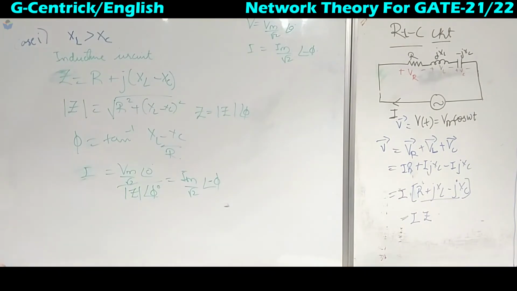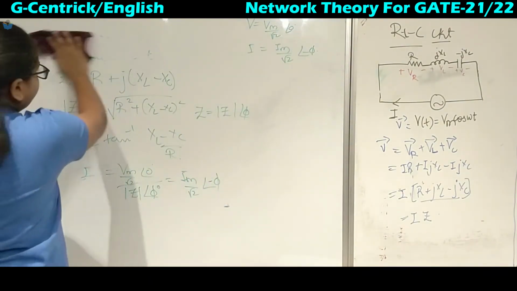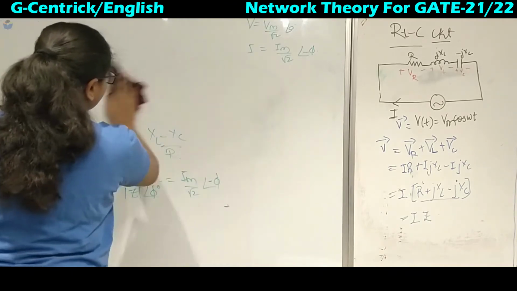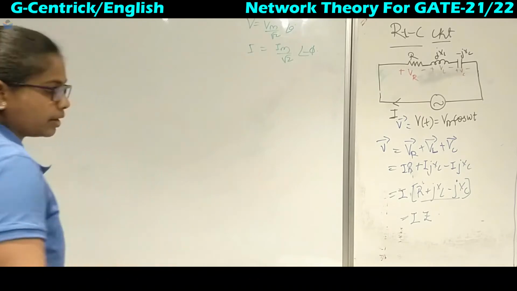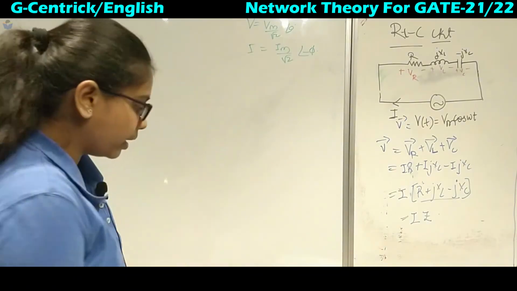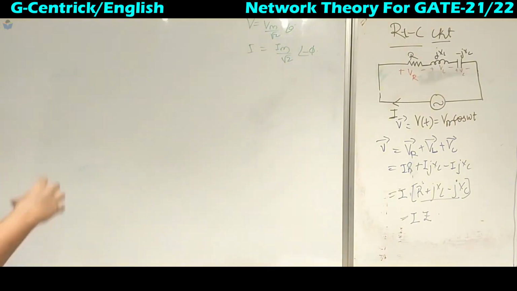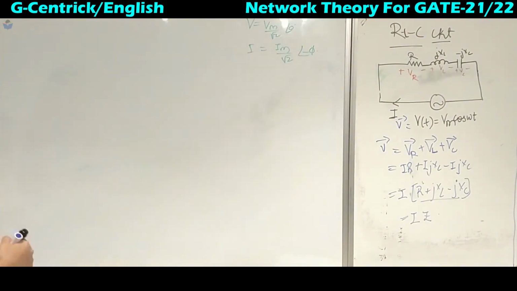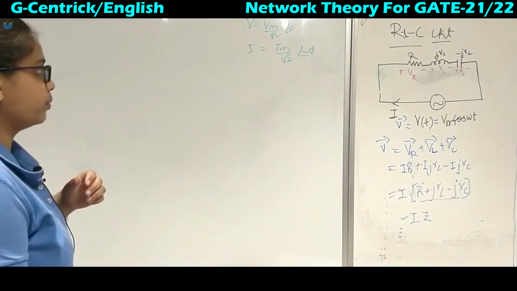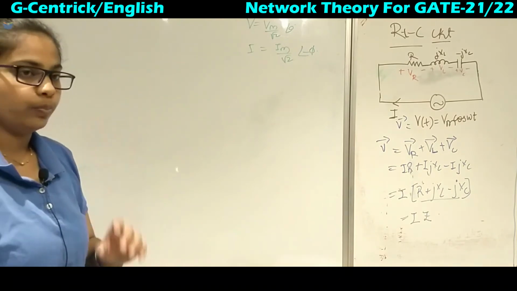Let me rub this one. After writing this, we will draw the phasor diagram. Before that, what is the power? It is Vrms into Irms cos phi. If you have to take the reactive power, it is sin phi, that is Vrms into Irms into sin phi. For the active power, again you can write it as I square rms into R.